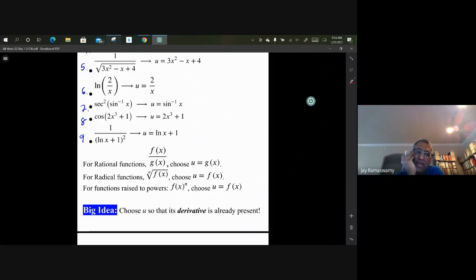Have a look at 9, please. Is that kind of like 1 over monkey squared? Do you see that pattern? So we chose the monkey to be u equals ln x plus 1.